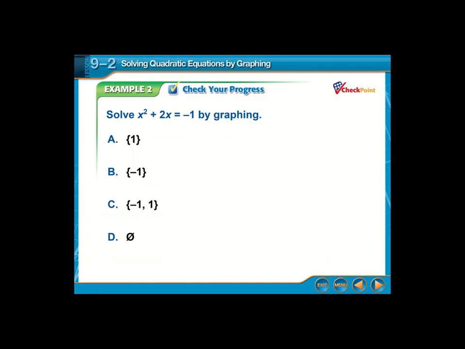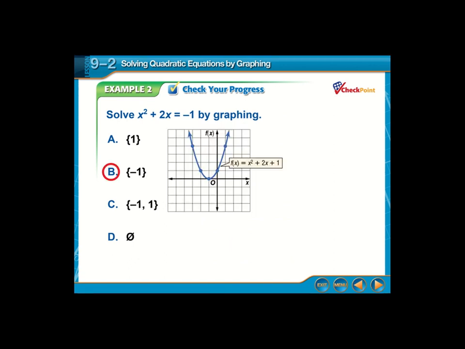Now I want you to take a minute and try to work this one out the same way I did the last one. And you should have gotten -1. If you're having trouble with that, you can always send me a remind.